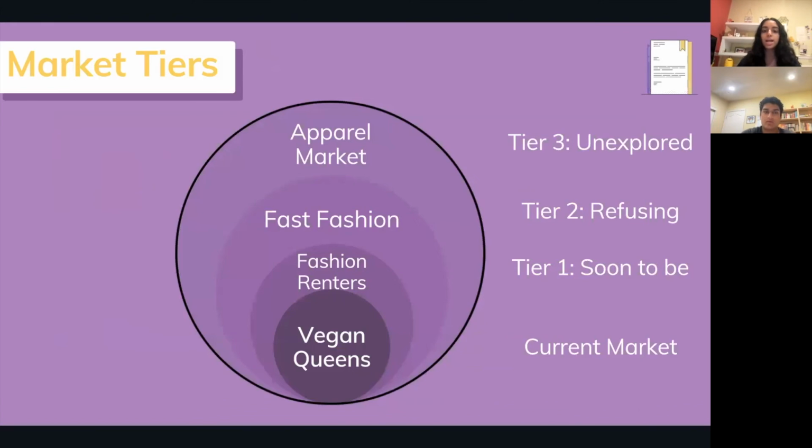Our current market, as previously discussed, is the environmentally conscious vegan queen group. General fashion renters is a group that is qualified as soon-to-be customers, while those who contribute to fast fashion are the refusing customer base, although they can be persuaded. The apparel market overall is the unexplored market, leading to an overall promising market base.